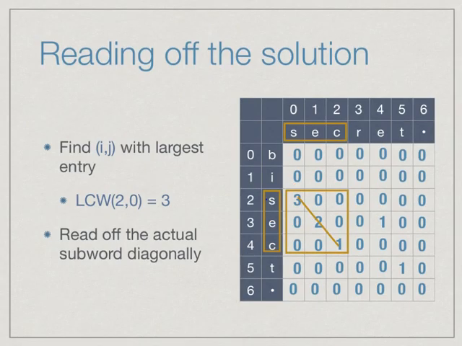So if we walk down from that magical value, the largest value, and we follow the sequence, then we can read off on the corresponding row or column, because they are the same, the actual subword, which is the longest common subword for these two words.